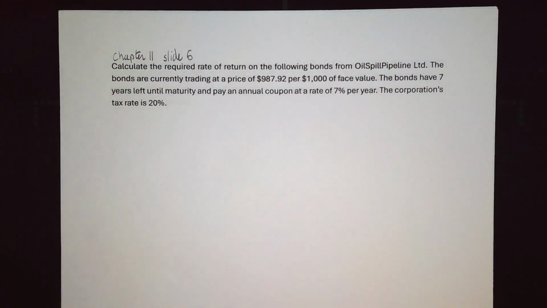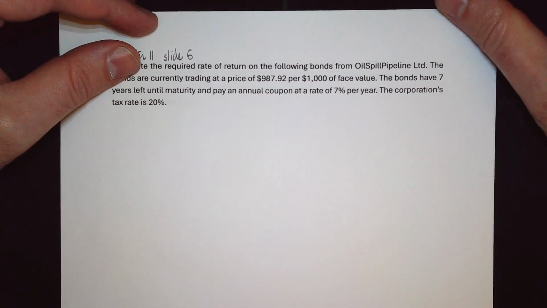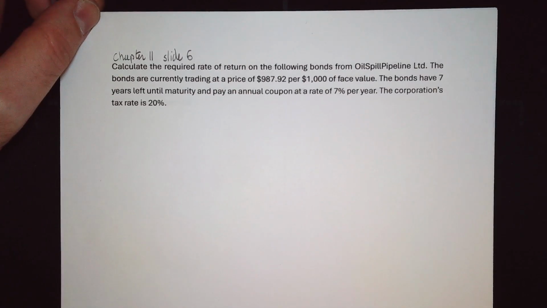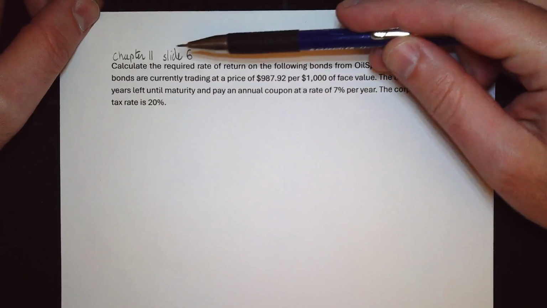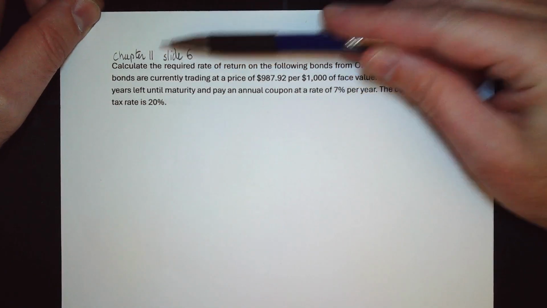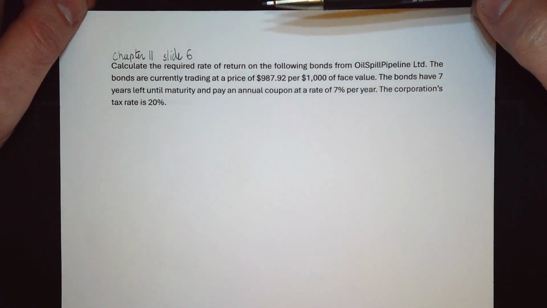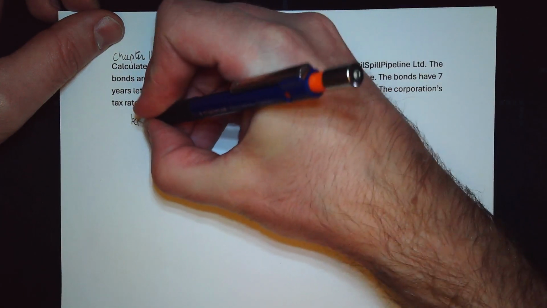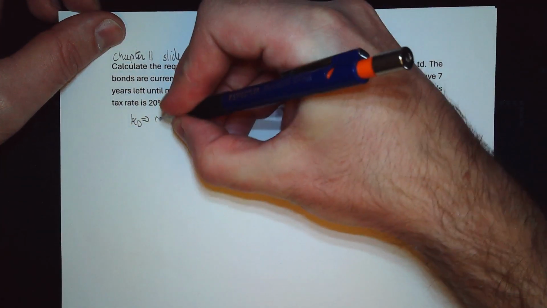In the previous video, I talked about the weighted average cost of capital. In the equation for the weighted average cost of capital, there was KD, KE, and KPE, the required return on debt, common equity, and preferred equity. So in this video, I will do the answer to the question on slide 6 for chapter 11. Basically, this is a question that is asking you to calculate KD. Okay, so KD is the required return on debt.